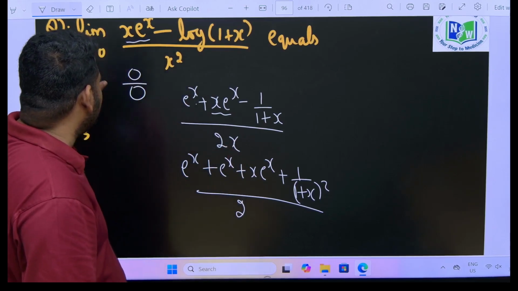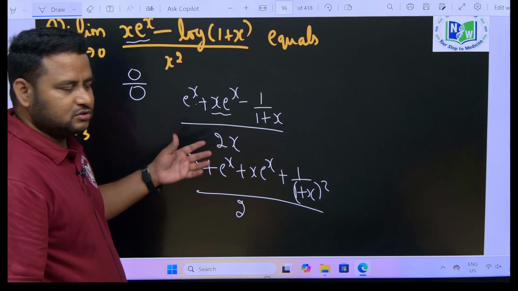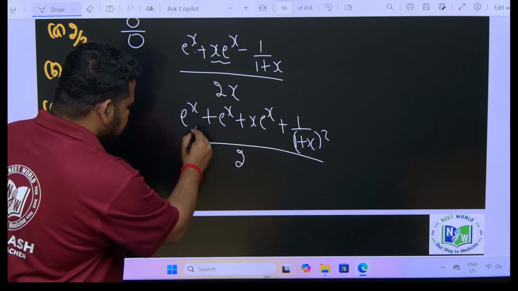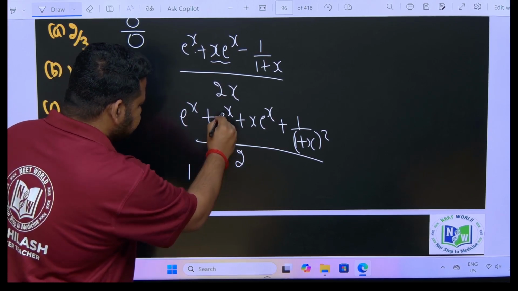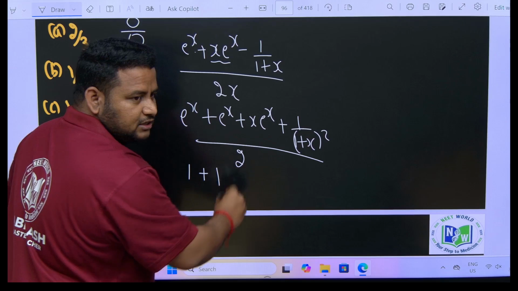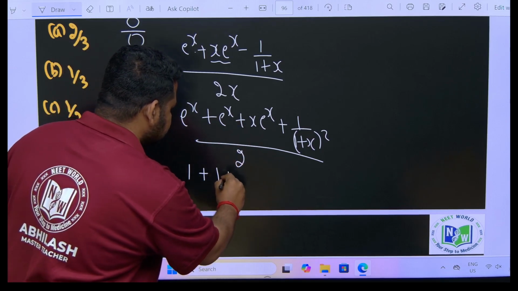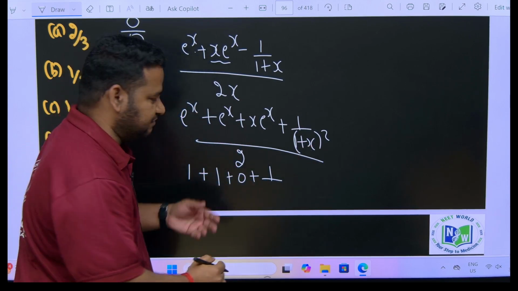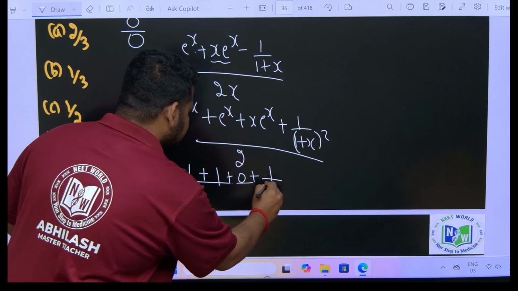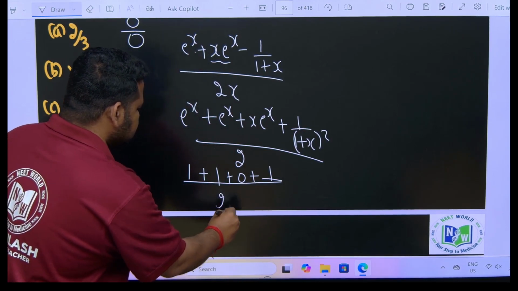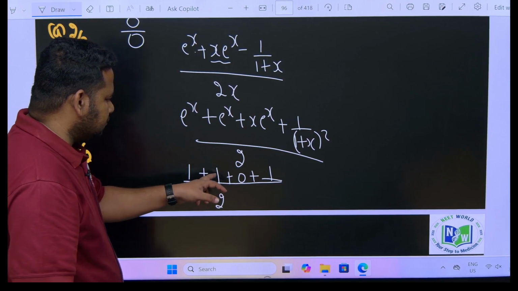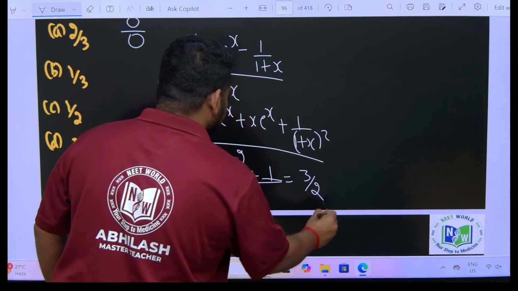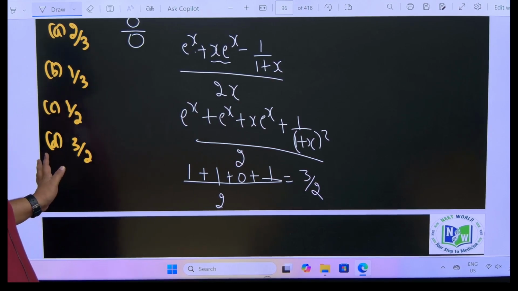Now wherever x is there I can put 0. So this will become e power 0, which is 1, plus 0 into e power 0, which is 0 into 1. So that will become 0 plus 1 by 1 plus 0 whole square, which is nothing but 1 itself. This will be the value divided by 2. So 1 plus 1 is 2, 2 plus 1 is 3, 3 by 2. So the answer to this question is 3 by 2. Which option, friends? That is option D.